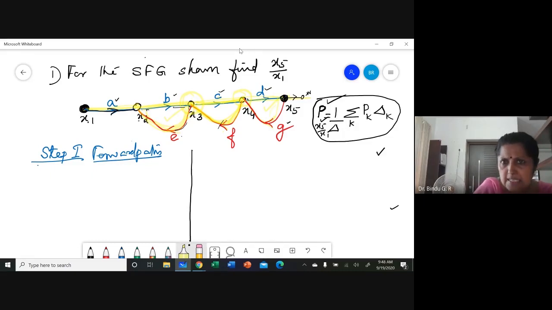G, F and E all are feedback paths. If I consider any path along with E, F, and G, I will be crossing some of the nodes more than once, which means I have only one forward path, P1, having path gain A, B, C, D. I got this in the Mason's gain formula, which I have written. I got this value, PK. Step 2.